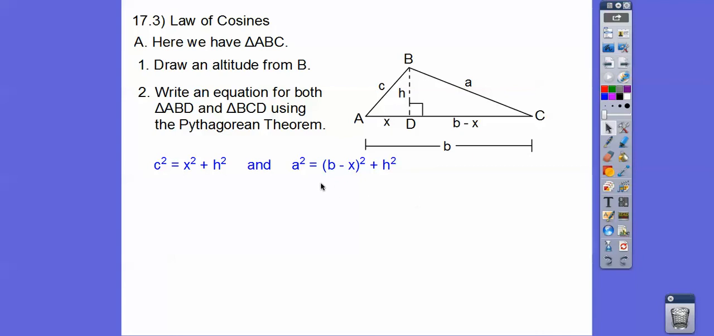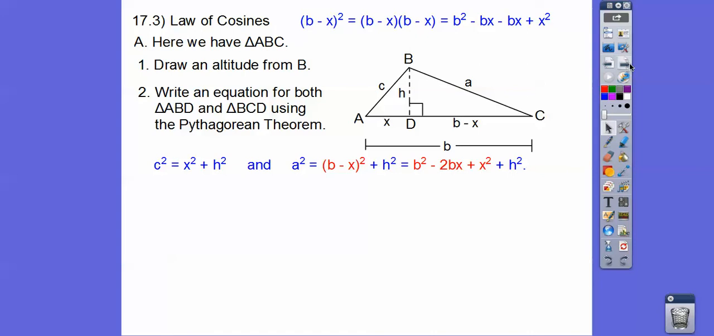Now check this out. b minus x squared, I'll do this on top. b minus x squared is b minus x times b minus x. So b squared minus bx minus xb, which is minus bx, and then negative times negative is a positive. So this becomes b squared minus 2bx plus x squared. I'm going to go ahead and replace that right there.